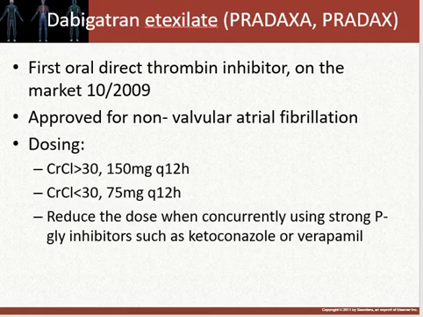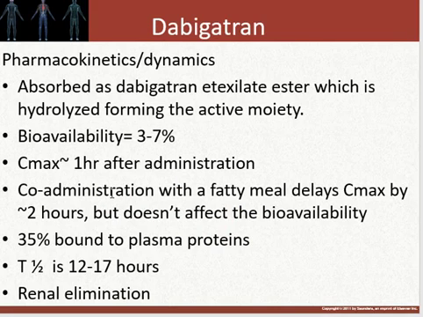Dabigatran, which is the second generation or the univalent drugs, was the first orally administered direct thrombin inhibitor on the market, back in 2009, which seems like it wasn't that long ago, but I guess it was. We're already in 2018. Dabigatran is used for AFib patients that have essentially normal valves. The dosing is based on the creatinine clearance, and of course there are some drug-drug interactions in terms of P-glycoprotein inhibitors and CYP inducers and inhibitors as well.